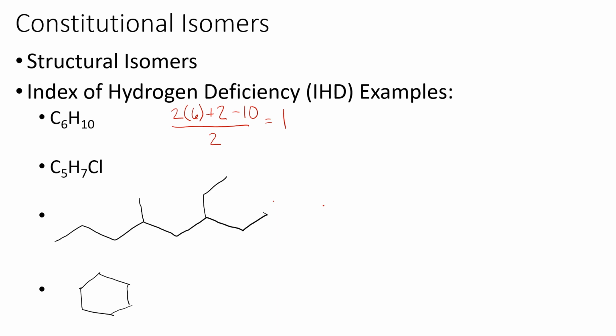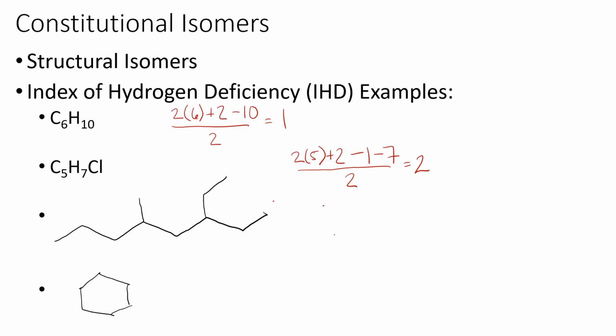For the next one, the C5H7Cl, 2 times the number of carbon atoms, which is 5, plus 2. There are no nitrogens, but there are halogens, so I'm going to take 1 halogen away and then subtract my number of hydrogens, which is equal to 7. So all of that divided by 2 will give me a value of 2. So it means that this structure has 2 rings, or it would have 2 pi bonds, or it would contain 1 ring and 1 pi bond.